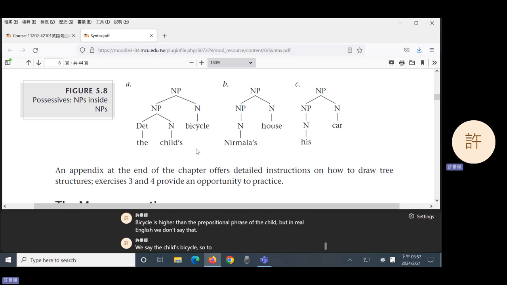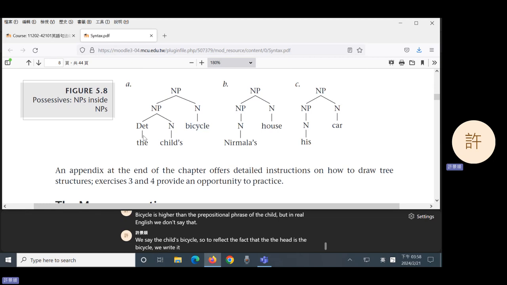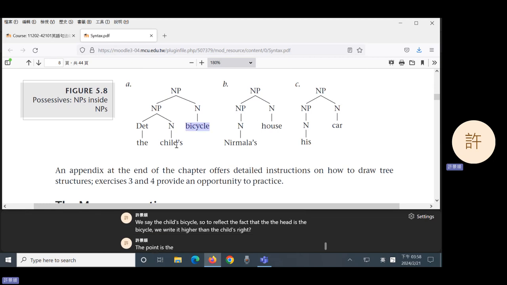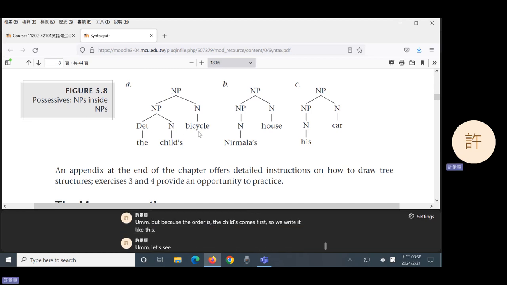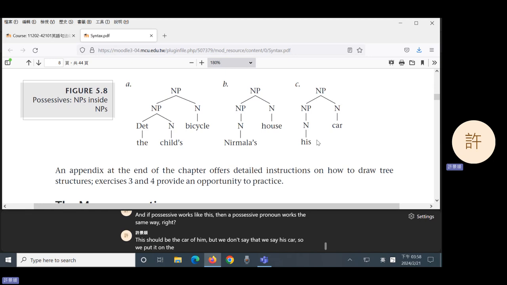So to reflect the fact that the head is the bicycle, we write it higher than the child's, right? The point is the bicycle, not the child. But because the order is the child's comes first, we write it like this. These are all noun phrases. And if possessive works like this, then a possessive pronoun works the same way, right? This should be the car of him. But we don't say that, we say his car. So we put it on the left, but it's still lower than the head of this phrase.